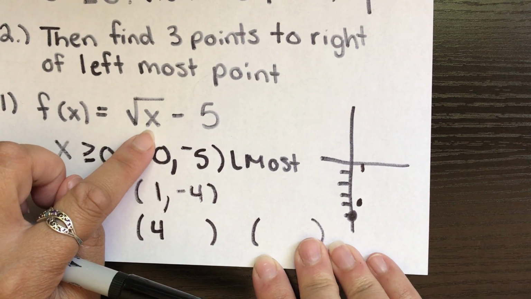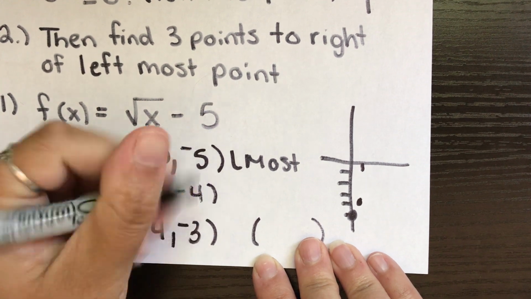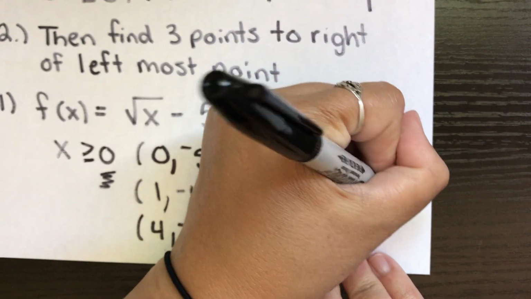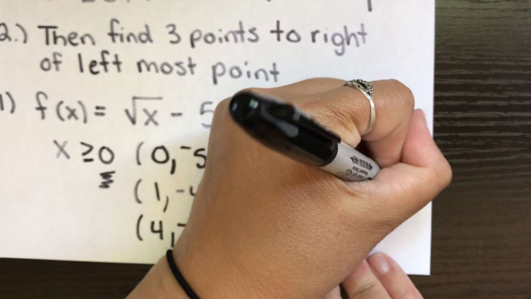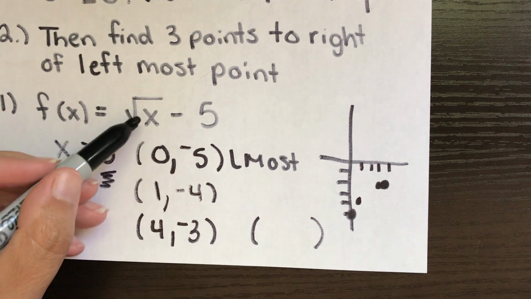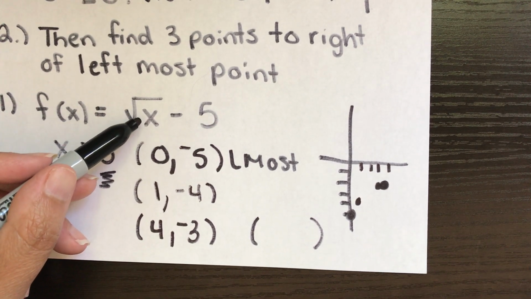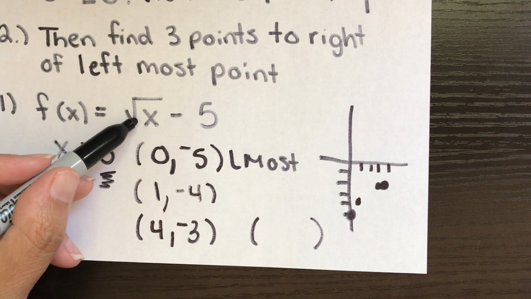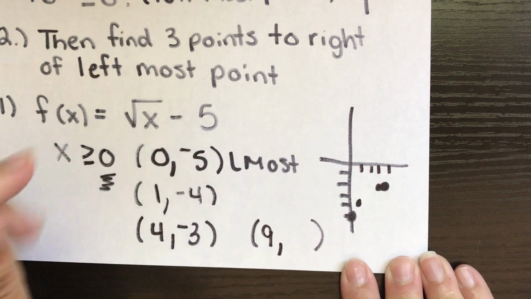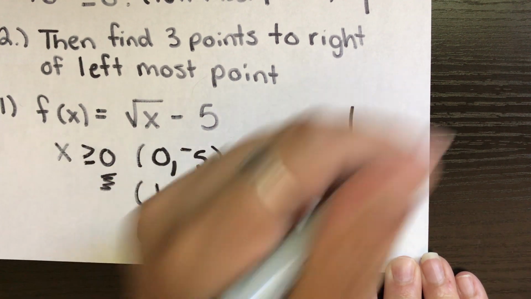The square root of 4 is 2, and 2 take away 5 is negative 3. Oops, it's off there a little bit. My graph is a little off, but that's okay. I would then go 5, 6, 7, 8. None of those are perfect squares. That's not going to help me. 9 is my next perfect square. The square root of 9 is 3, and 3 minus 5 is negative 2.